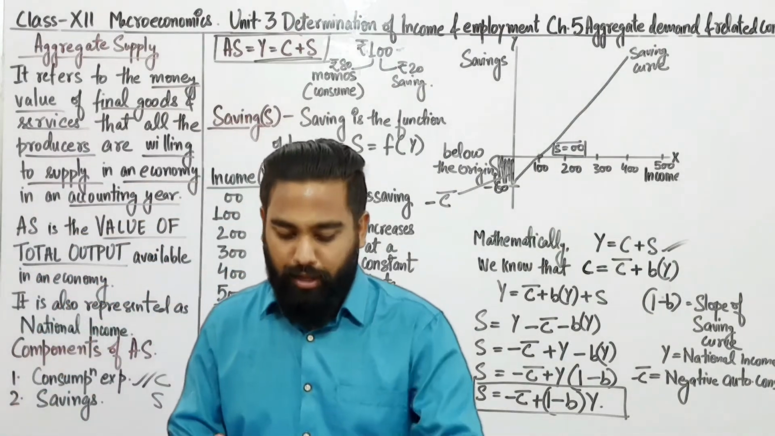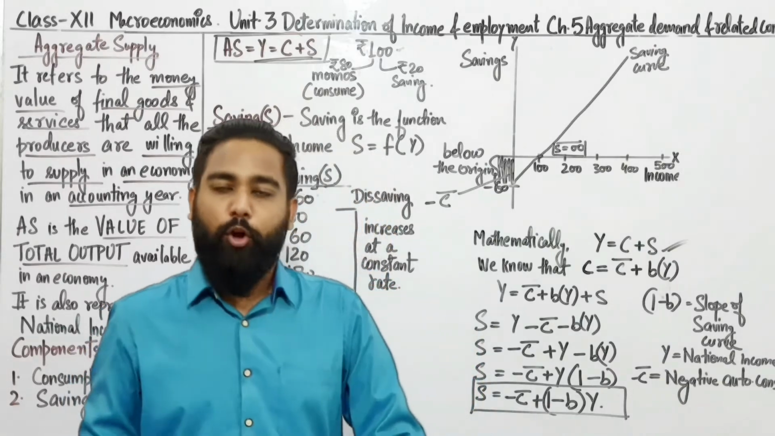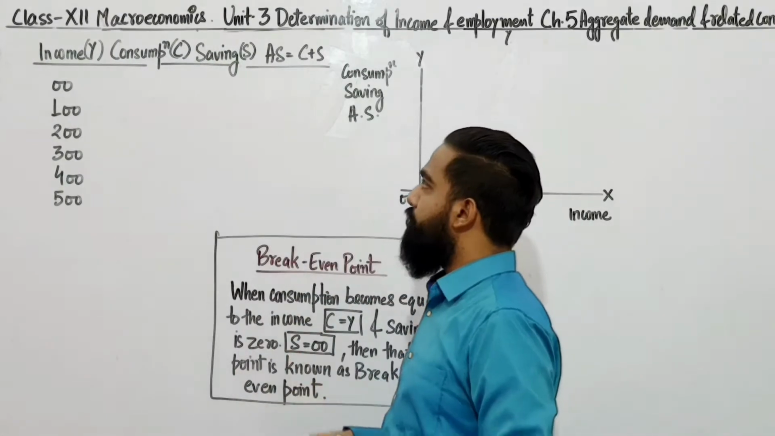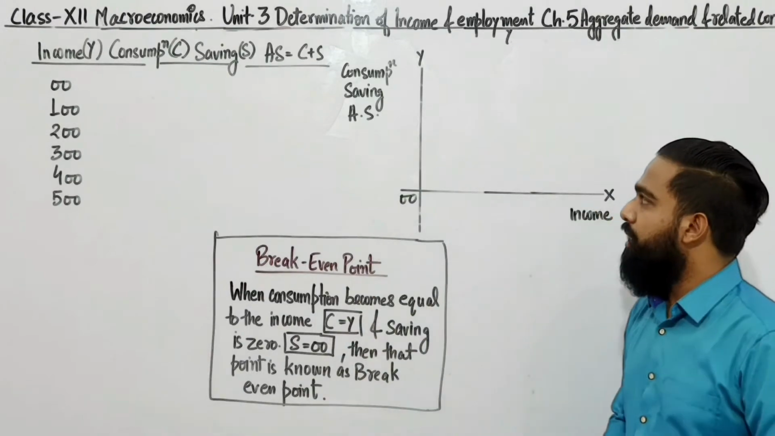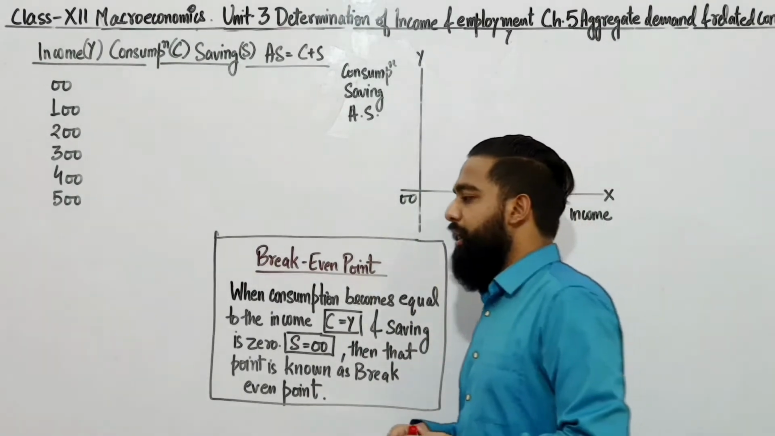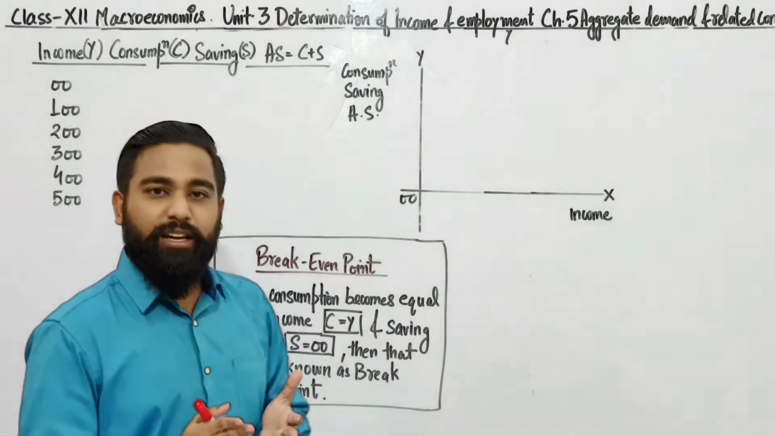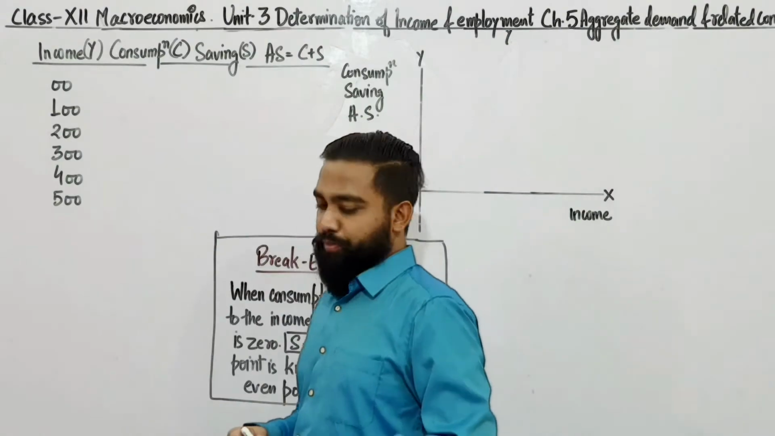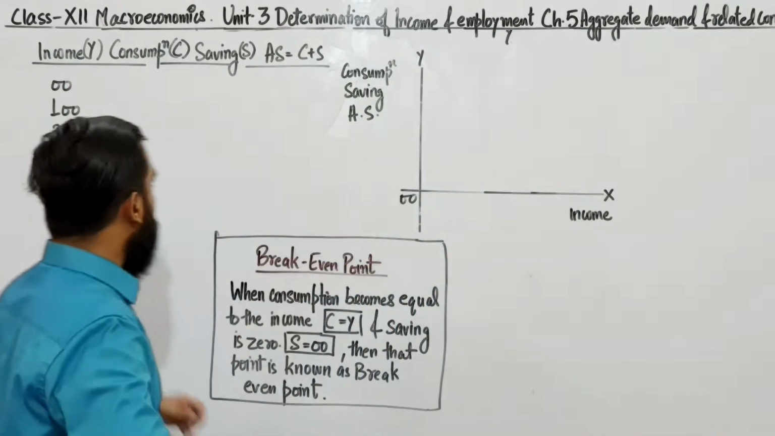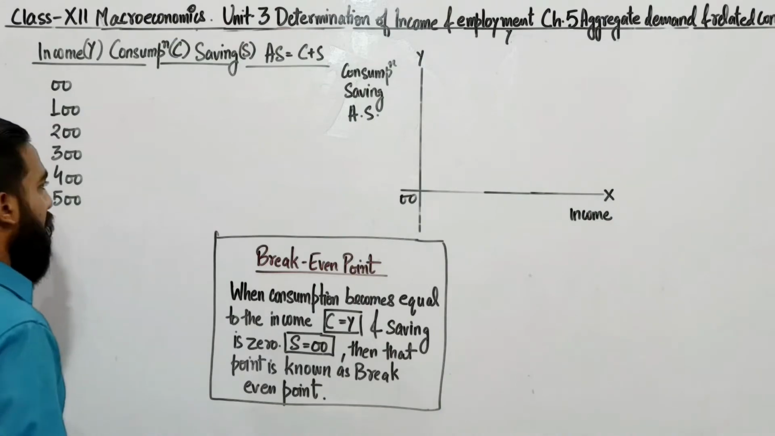Still we have something for today. Now let's come to the further topic. Now we have to make a schedule of aggregate supply, and we have to draw a diagram of aggregate supply. Now let's start with the schedule. Now I have written the income as 0, 100, 200, 300, 400 and 500.